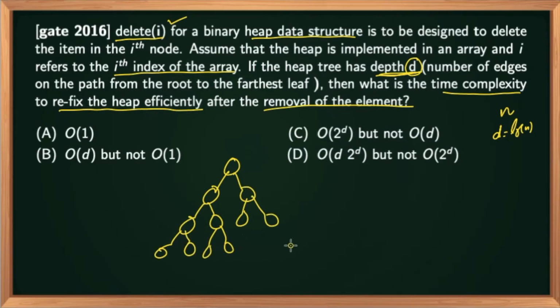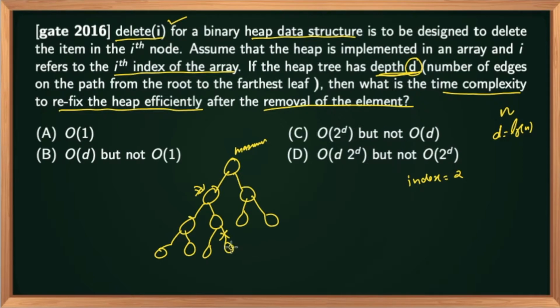Let's assume you're going to delete the element at index 2, and let's assume it's a max heap. So this will be the maximum element, and you are going to delete this element. If I delete this element, you are actually removing one element from the heap, so the heap structure is going to change. You will not have this node in the heap after this, right?